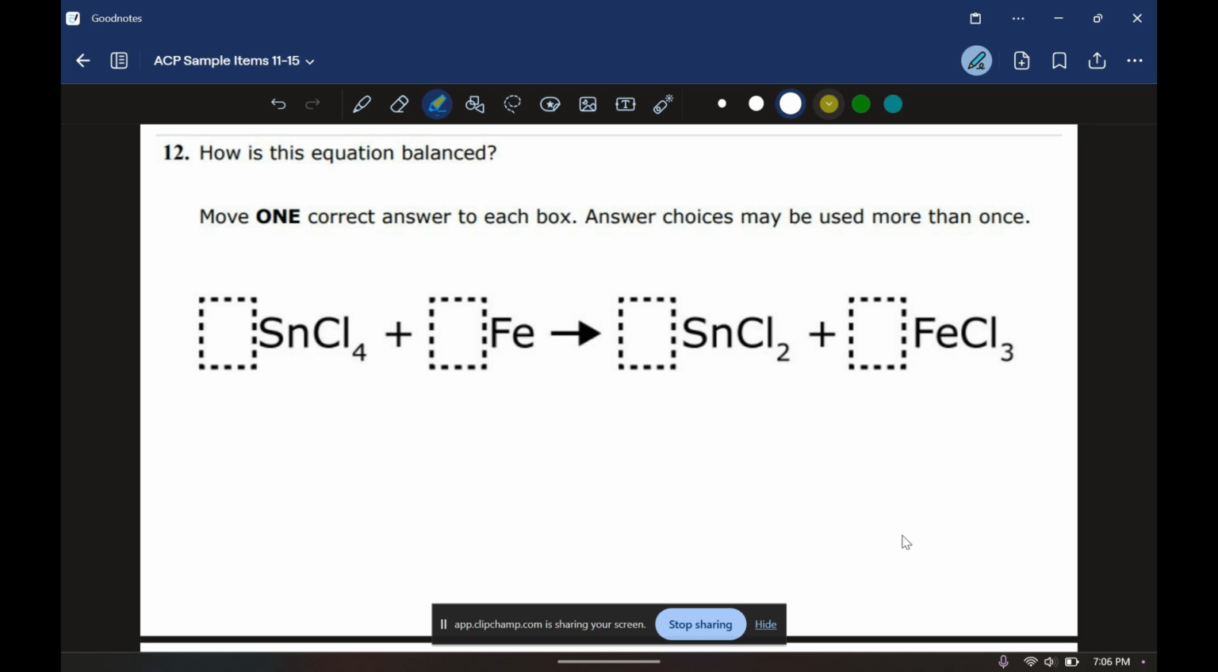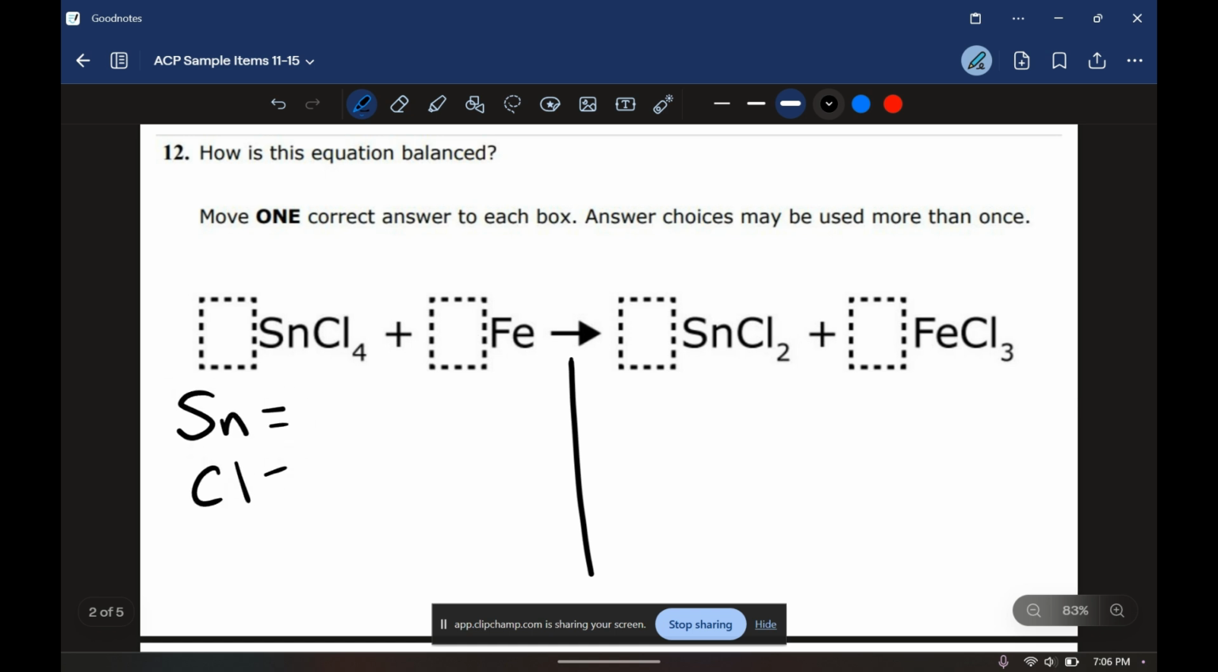For question number 12, you need to be able to balance a chemical equation. So the first thing you want to do is grab your piece of scratch paper, copy down the equation, and then separate your product from your reactant. So draw a line right underneath the arrow and start listing your elements. On the left, we have tin, chlorine, and iron. On the right, you should have the same exact elements, tin, chlorine, and iron.